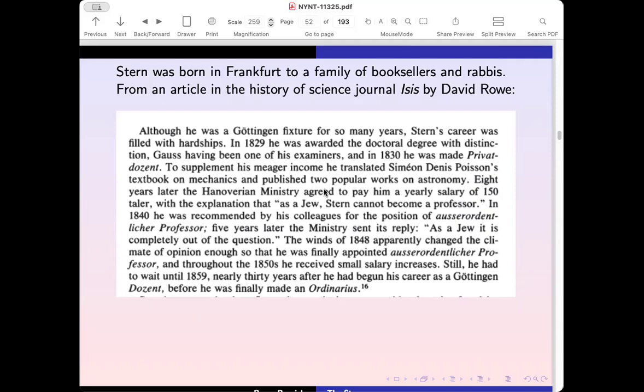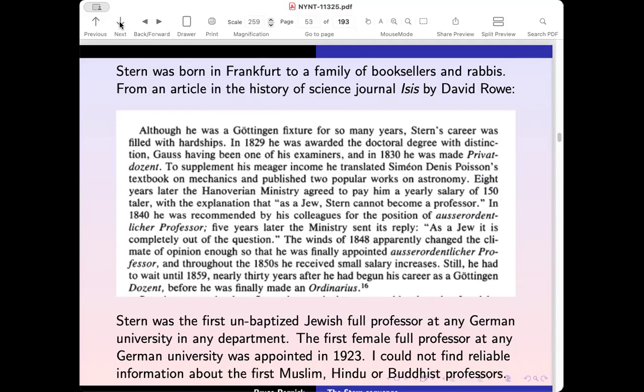Yes, and there were many people who were ethnically Jewish who had converted for what we'd like to call in the U.S. business reasons. And he finally became a professor in 1859. And he was the first unbaptized Jewish full professor at any German university in any department.